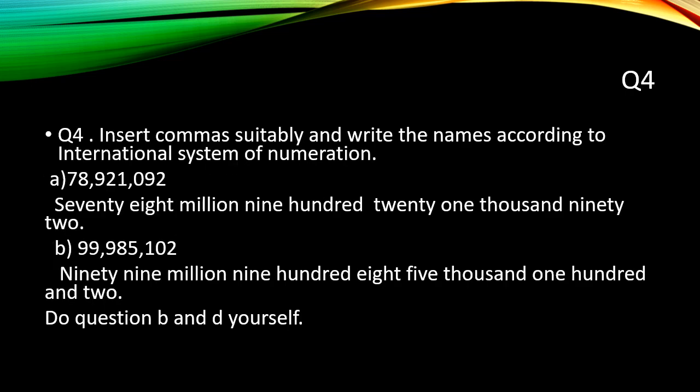Question 4. Insert commas suitably and write the names according to International system of numeration. Question A. 78,921,092. Question B. 99,985,102. Do questions B and D yourself.